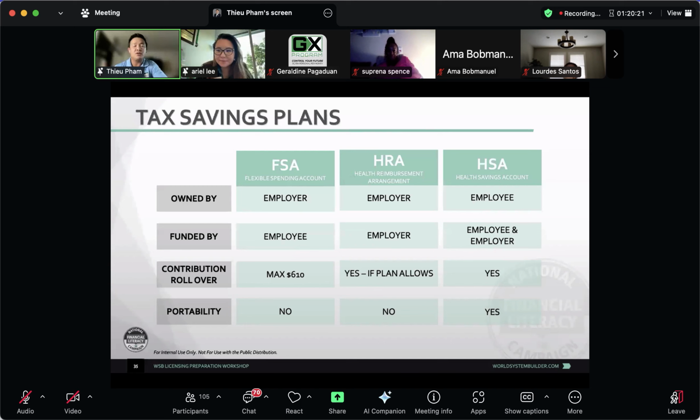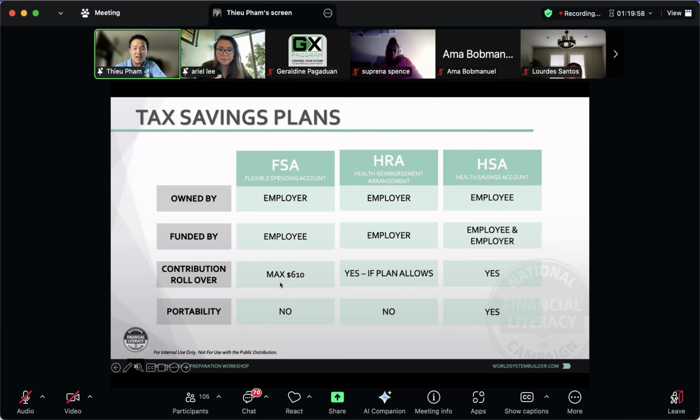Tax saving plans. So many of us who work for a company, when we enroll for health insurance, probably have these different options available for you. Okay, so the first popular one is called flexible spending account. It's usually owned by the employer, but you as an employee will fund it. However, with this plan, there's no portability.